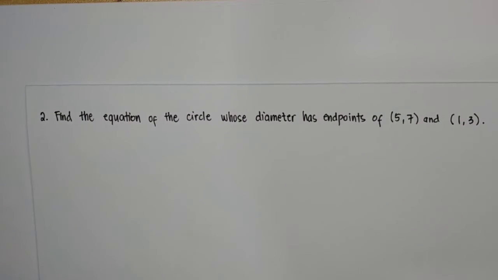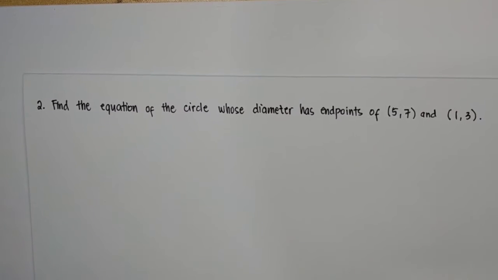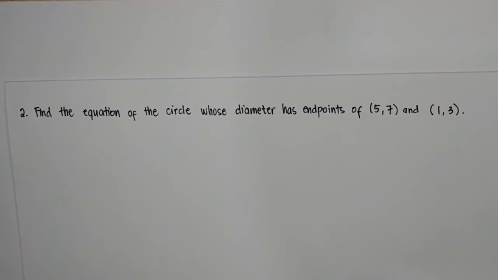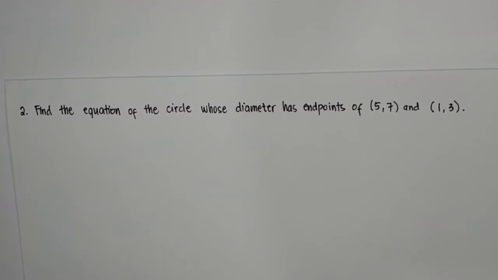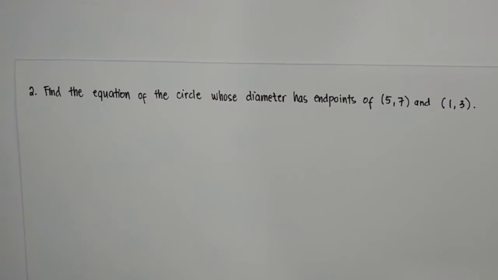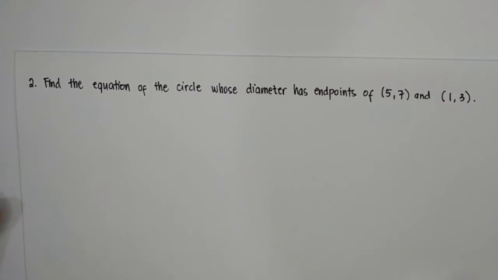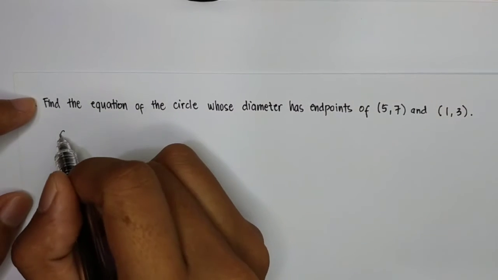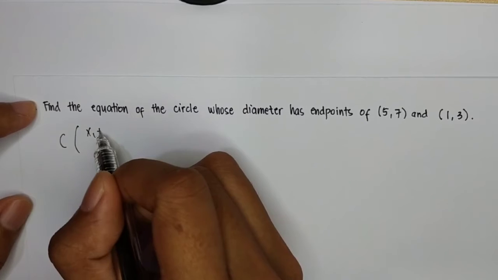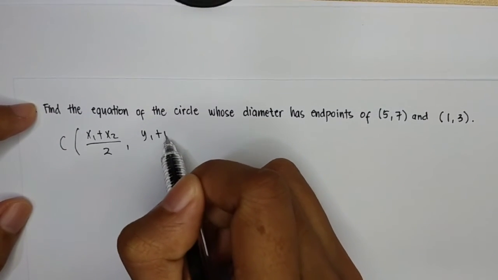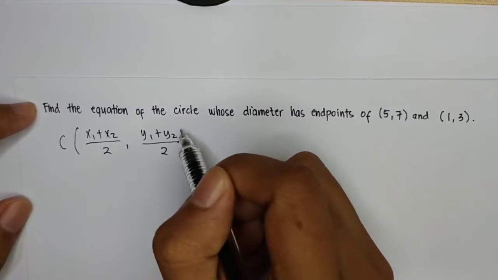Example number 2. So, what if we have this: find the equation of the circle whose diameter has endpoints of (5, 7) and (1, 3). Again, the first thing we do, for the center, we use (x sub 1 plus x sub 2 over 2, y sub 1 plus y sub 2 over 2).